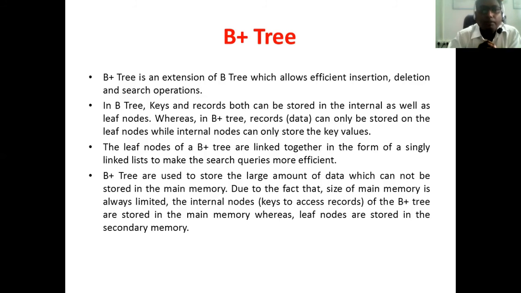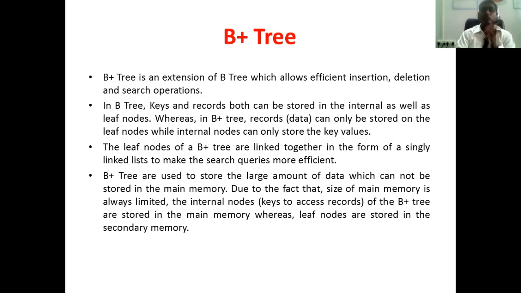After that, B plus trees are used to store a large amount of data which cannot be stored in the main memory. If we have a large amount of data, we cannot fit all of it into the main memory for the operations. So we have to keep all the data on the disk, and only the index will be present in the main memory. It cannot be stored in the main memory because the size of the main memory is always limited. The internal nodes' keys used to access the records of the B plus tree are stored in the main memory, whereas leaf nodes are stored in the secondary memory.